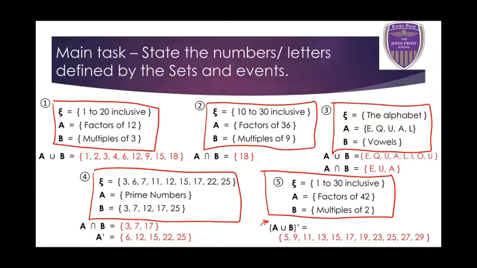Very well done if you got them all right, especially question 5, which was that very tricky A union B prime, where you're defined not A or B. Okay, so very well done if you got those right. And let's move on to the checking question now.